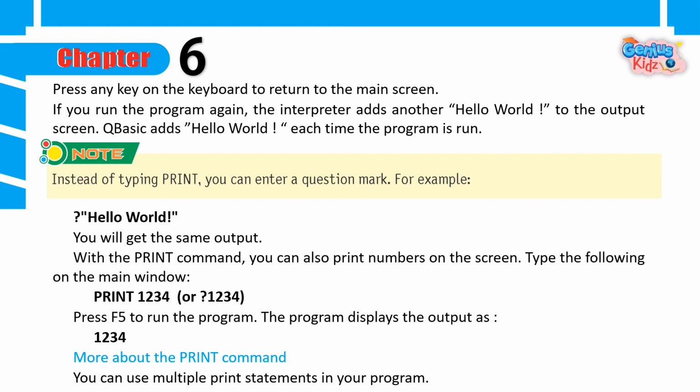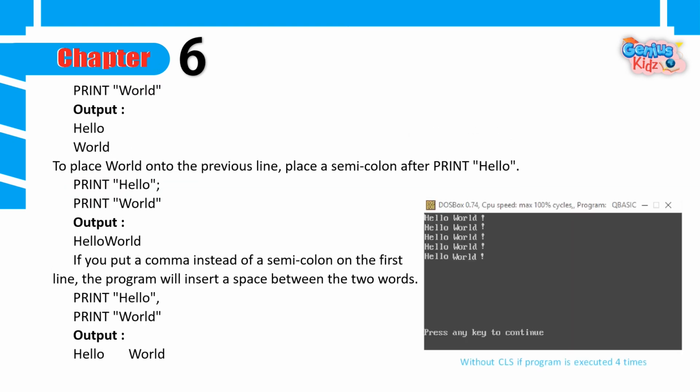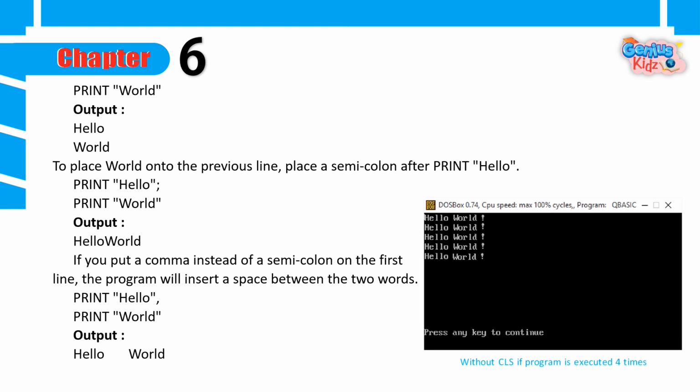More about the print command. You can use multiple print statements in your program. PRINT "hello", PRINT "world". Output: hello world. To place world onto the previous line, place a semicolon after PRINT "hello". Output: hello world. If you put a comma instead of a semicolon on the first line, the program will insert a space between the two words. Output: hello world.